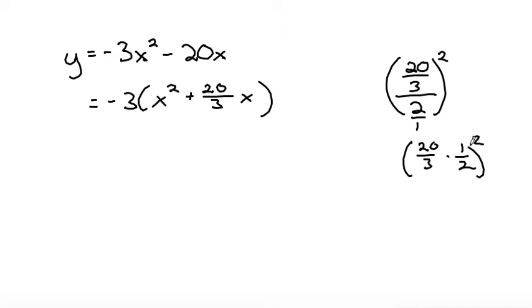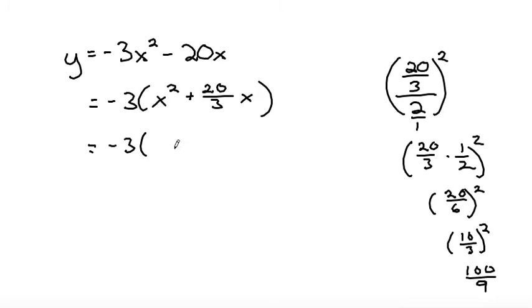And 20 over 3 times 1 over 2, you multiply straight across to make it 20 over 6 squared, which then 20 divided by 6 would go to 10 over 3. So it'd be 10 over 3 squared, which when you square 10 would be 100, and square 3 is 9. So we need to add 100 over 9 inside the parentheses. So this will make negative 3 times x squared plus 20 over 3x plus 100 over 9.